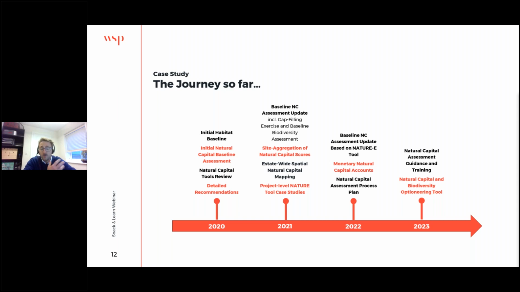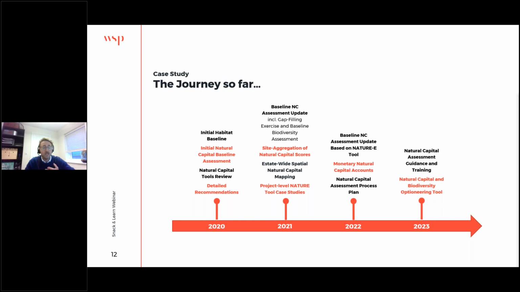So with our support, the company will now assess the natural capital impact of all new major capital delivery projects and is aiming to achieve no net loss in natural capital from these projects. And the nature tool plays a critical part in ensuring that this can happen.